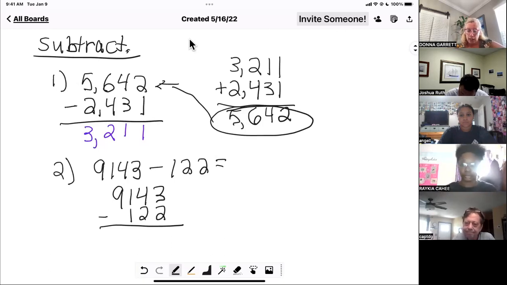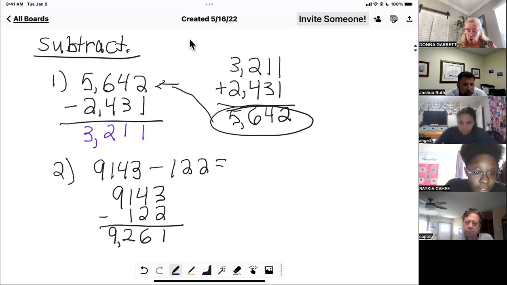Okay, so we're going to subtract from right to left. So 3 minus 2 is 1. 4 plus 2 is 6. 1 plus 1 is 2. And 9 doesn't have anything under it, so I'm going to bring it down. And then my answer was 9,000.